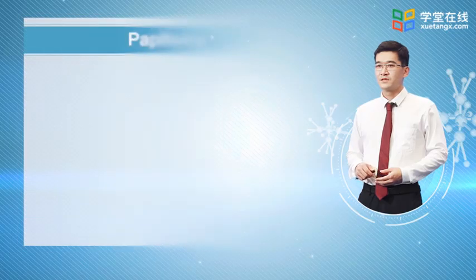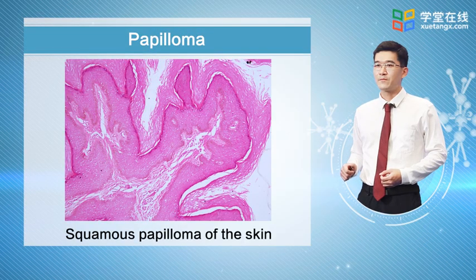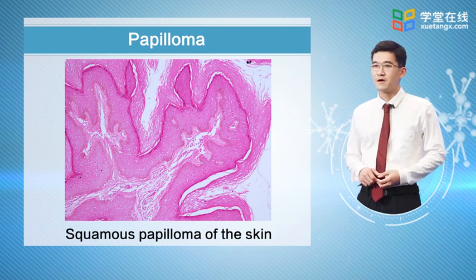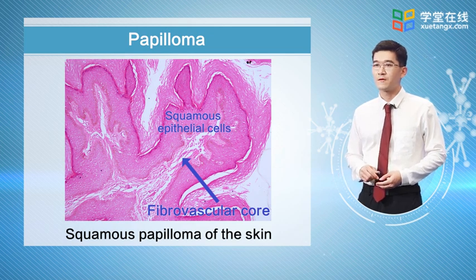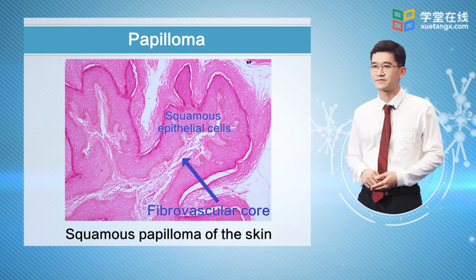Since both benign and malignant neoplasms may show a papillary appearance, a biopsy is needed to determine the specific nature of a papillary lesion. This picture shows the microscopic morphology of squamous papilloma of the skin. Please pay attention to its distinguishing feature. We can see the finger-like structure with a central fibrovascular core, covered by well-differentiated squamous epithelial cells.